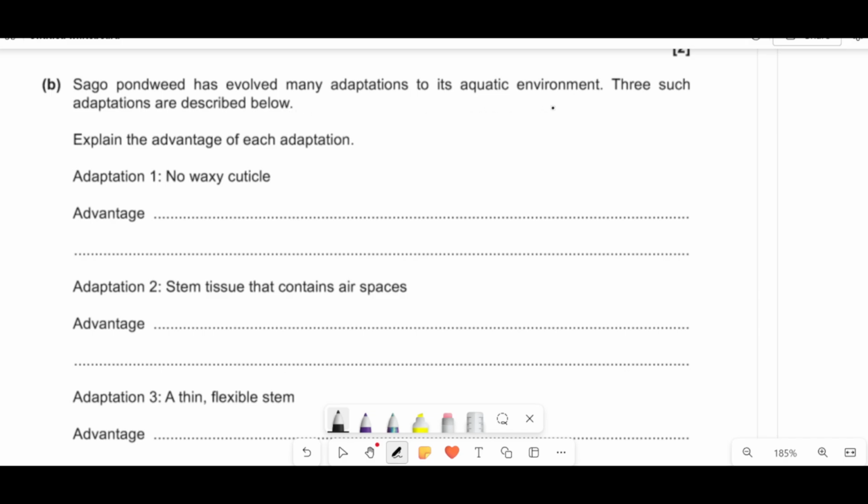Sago pondweed has evolved many adaptations to its aquatic environment. 3 of these are described below. Explain the advantage of each one. So no waxy cuticle. We need to think about why that's a helpful thing here. So we need to think about why plants would have a waxy cuticle to begin with.